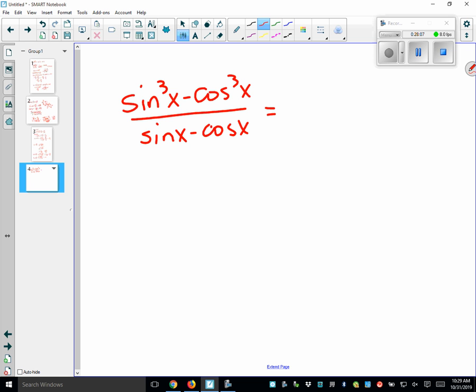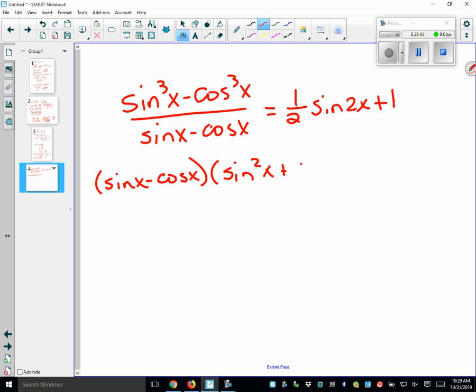I am such a nice person. I will give you a hint on this. I will remind you how to factor it because I will not make you factor cubes on the test. Cubes is sine x minus cosine x times sine squared x plus sine x cosine x plus cosine squared x.